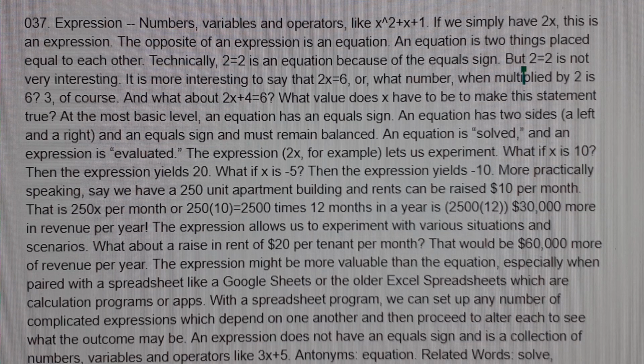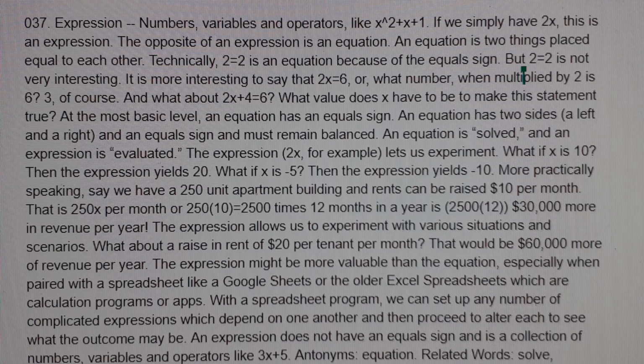But 2 equals 2 is not very interesting. It is more interesting to say that 2x equals 6, or what number, when multiplied by 2, is 6? 3, of course. And what about 2x plus 4 equals 6? What value does x have to be to make this statement true?